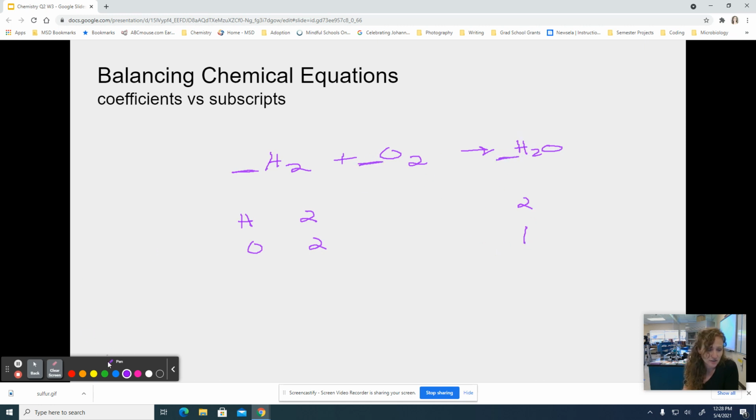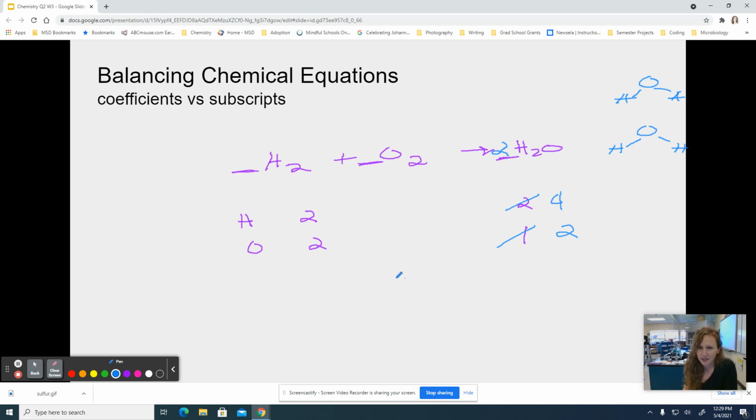Okay, so I need more oxygens. I'm going to add a coefficient here of 2. Now I have 2 water molecules, right? I had 1 water molecule. Now I have 2 water molecules. So I have 2 oxygens now, but I also have 4 hydrogens. So I just screwed up my balancing for the hydrogens, but that's okay. You're going to do that as you balance these equations. You're going to unbalance one, and then we circle around and rebalance it.